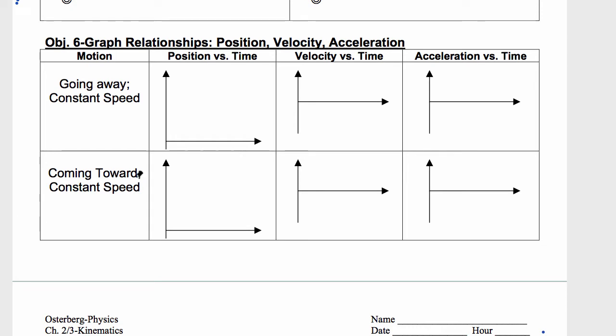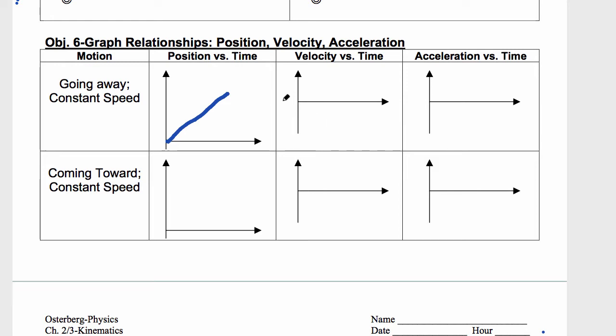So looking at the position time graph, you have to think about, okay, it's going away. So do you start down here, close to 0, or do you start far away? Well, if it's going away, you're going to start close to the detector. So you're going to start down here at 0. And it's a constant speed, so that distance through time will be consistent. So it should be a straight line. That's about as straight as I can go on the computer. So picture that as a straight linear line. And then going away at a constant speed.